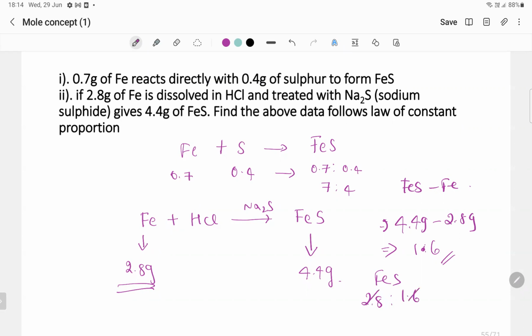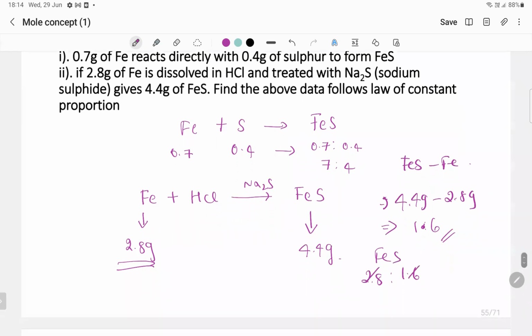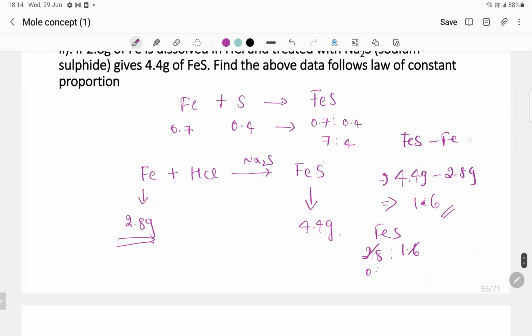So make it as a simple ratio. What simple ratio do we get? 2.8 to 1.6 is 0.7 to 0.4, correct? Which is nothing but 7 is to 4. So it is following the law of constant proportion. Is it following? Did the simple ratio come? Did you understand what I said?